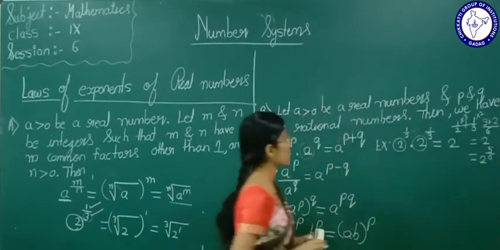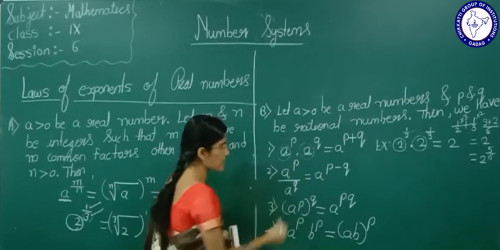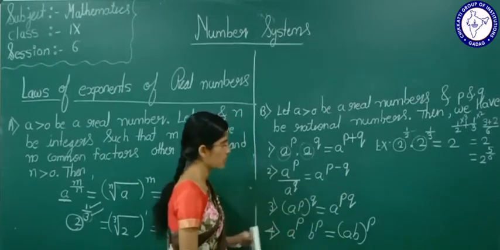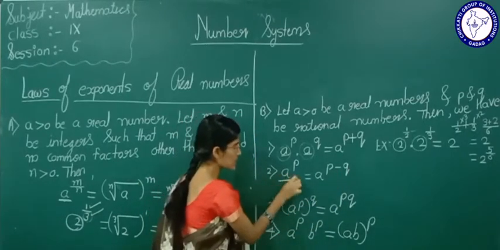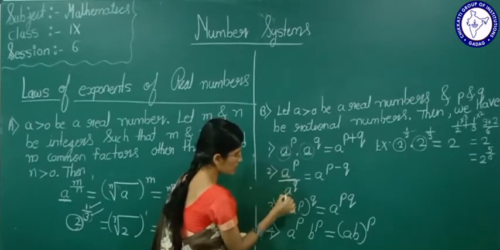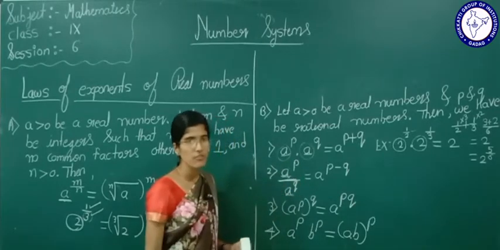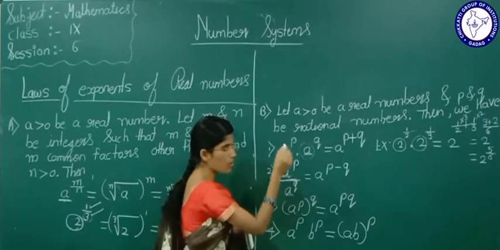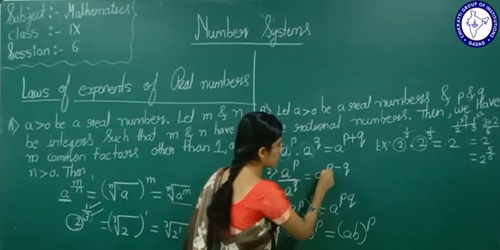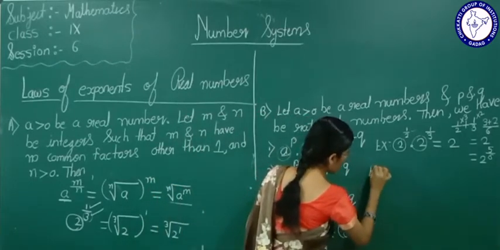Now see here. The second law tells us that a raised to p divided by a raised to q is equal to a raised to p minus q. If it is in division form, a raised to p divided by a raised to q, here the bases are same and the exponents are different, but it is in division form. a raised to p divided by a raised to q is nothing but a raised to p minus q. For this we will see an example.